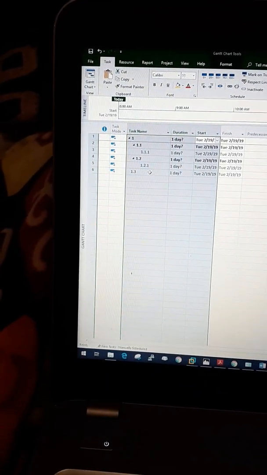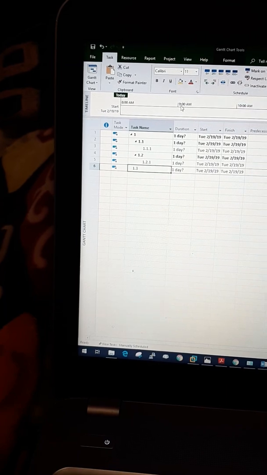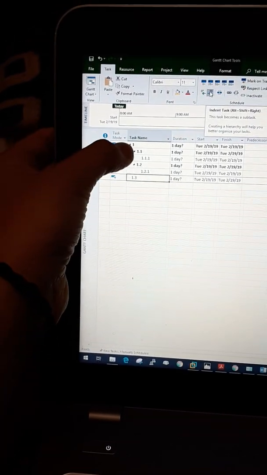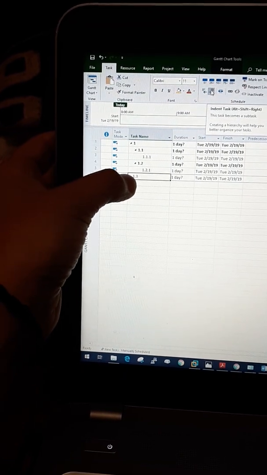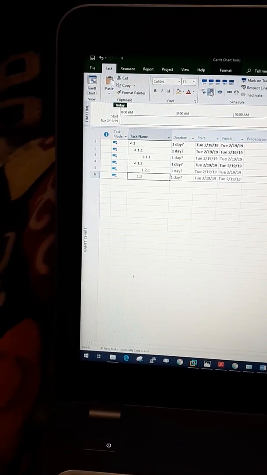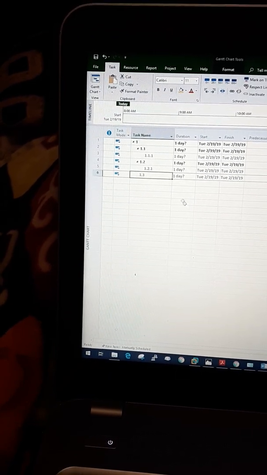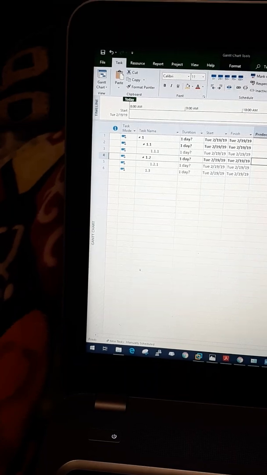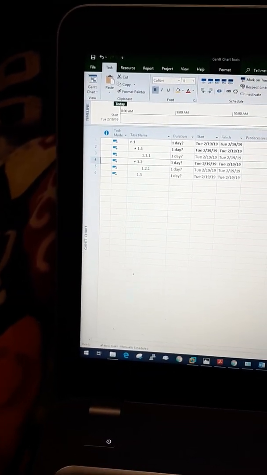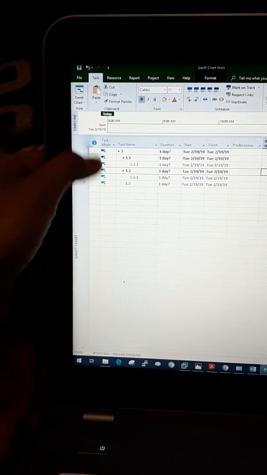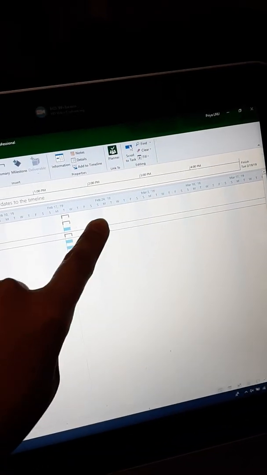So here in 1.3, as I already put the values before, it comes at the same level as 1, but 1.3 is the subset of 1, you know. So put indent. Done. Here is the predecessor and this. So this, all you have to do. Just be careful. It should be auto scheduled. And here, side by side, you will see the Gantt chart.